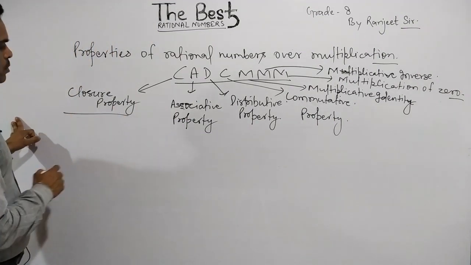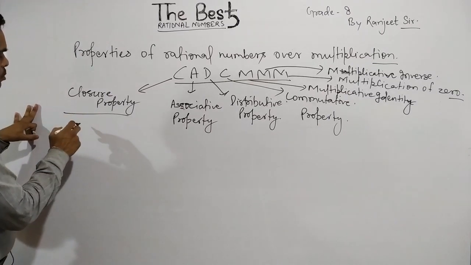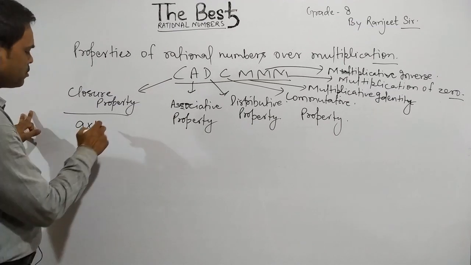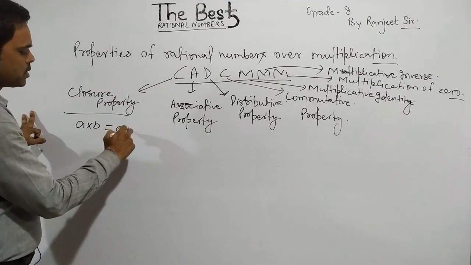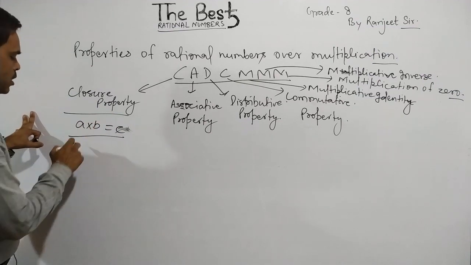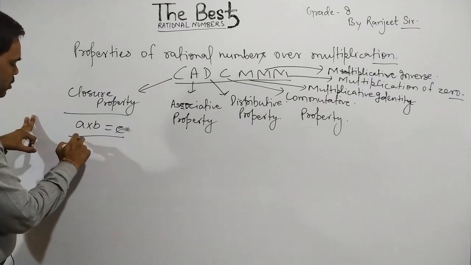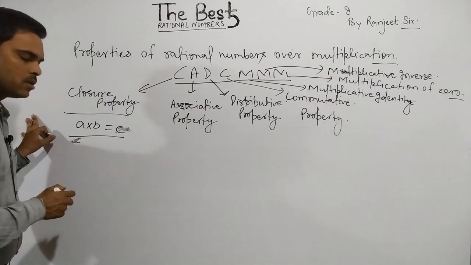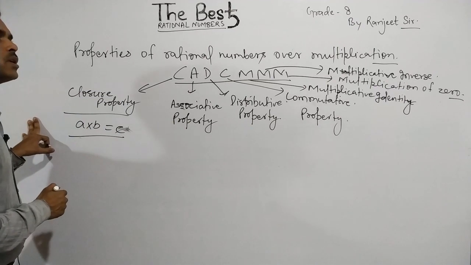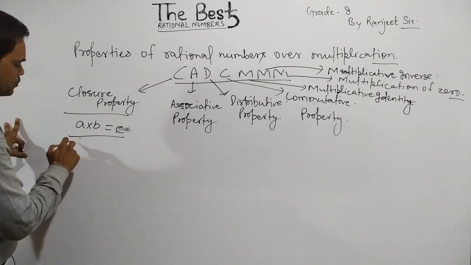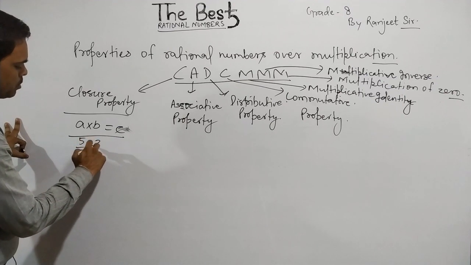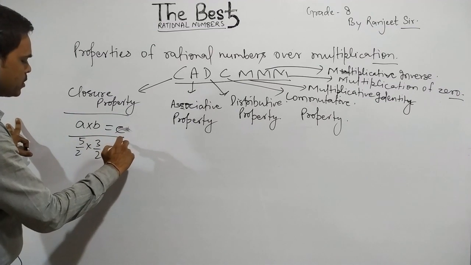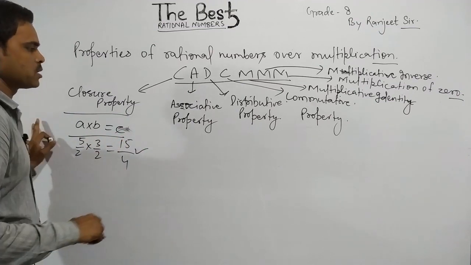So this is closure property. First I explain it. Closure property says that if I multiply 2 rational numbers together, we'll always get a rational number. I say C I'm getting. So I can take an example for this; rest of the properties you can see in the previous video also, video number 3 it is, I think. So 5 by 2 into 3 by 2, whatever I'll get, that also will be a rational number. 5 3s are 15 and 2 2s are 4. This is also a rational number.